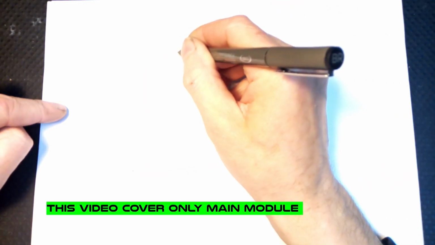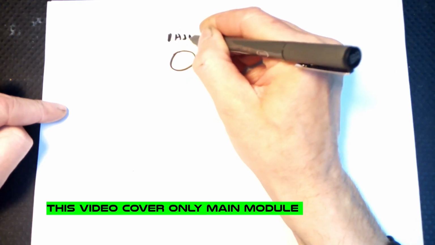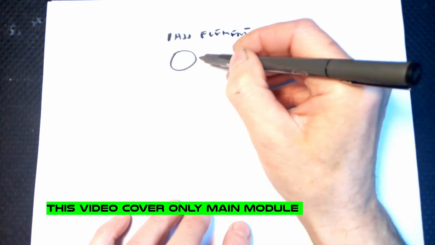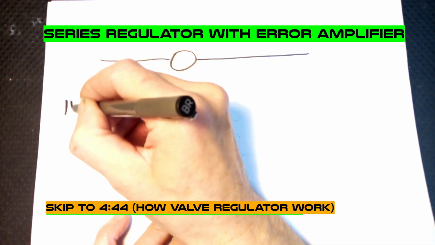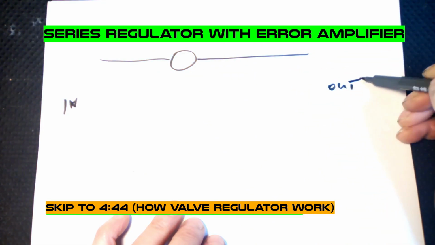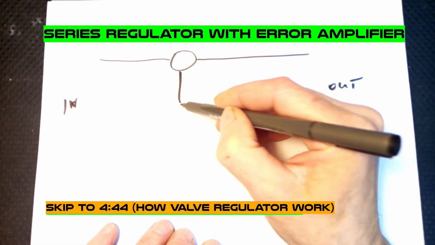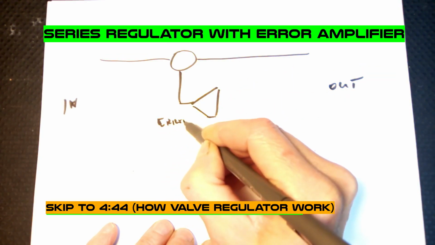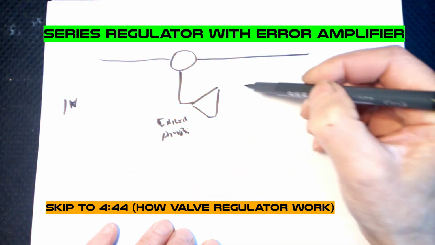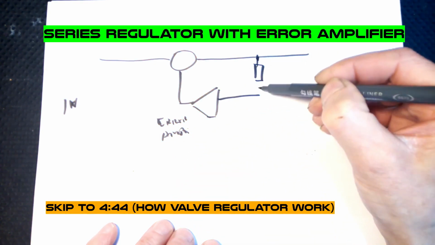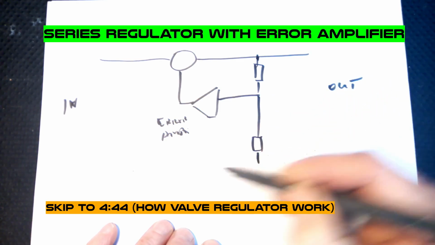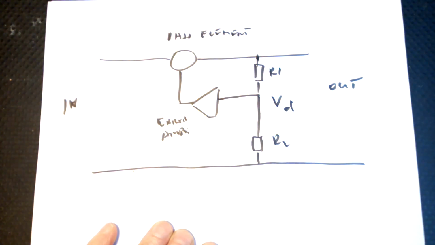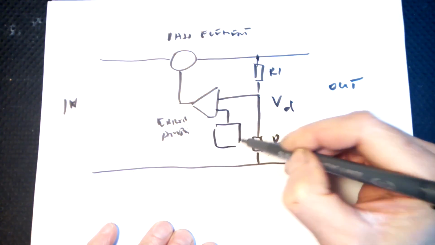So our main module itself looks something like that. This is the pass element or component, error amplifier, voltage divider, and voltage reference.